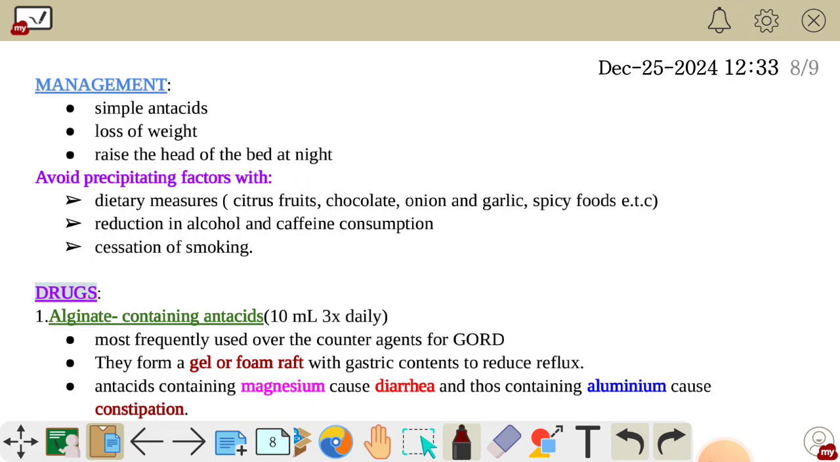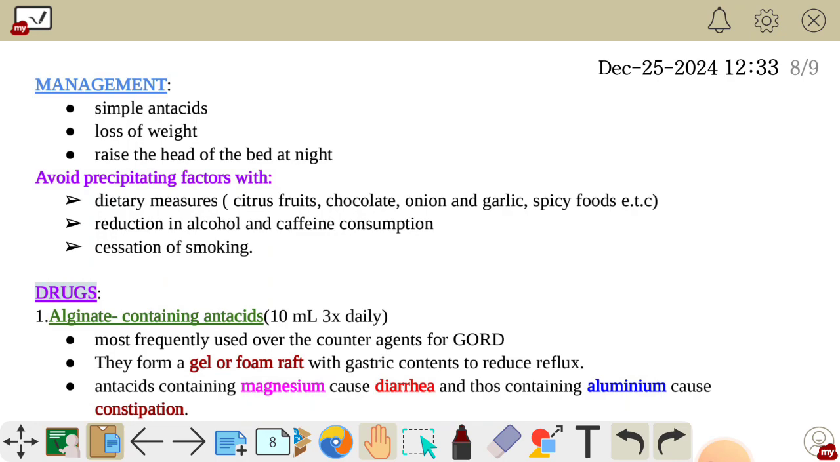And then apart from that, we can also try to avoid precipitating factors with dietary measures. So we avoid taking citrus fruits, chocolate, onion, garlic, or spicy foods, among others. Avoiding these foods will also help manage the condition. The patient also needs to avoid alcohol and caffeine consumption, and stop smoking. Okay, so that is how we can manage.